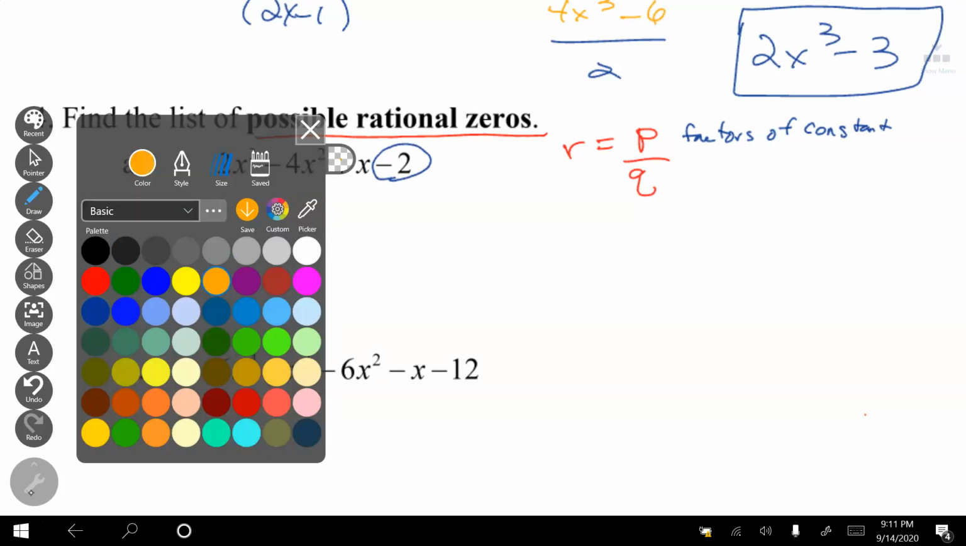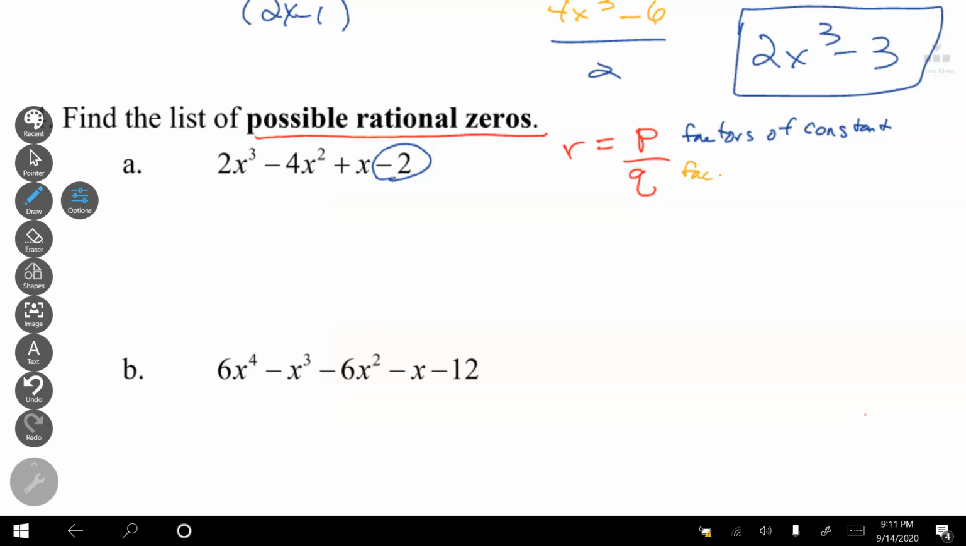and Q are the factors of the leading term, which is this guy. So for this problem, my R's will equal the P's over Q. Well, the factors of 2 are plus or minus 1 and plus or minus 2 over, well, here's another 2, plus or minus 1 or plus or minus 2.